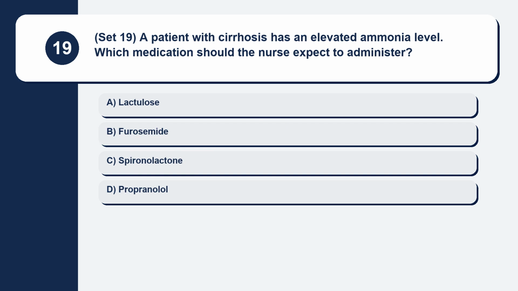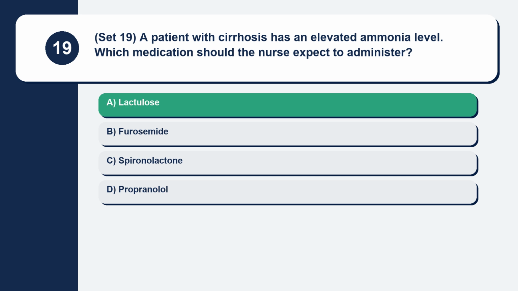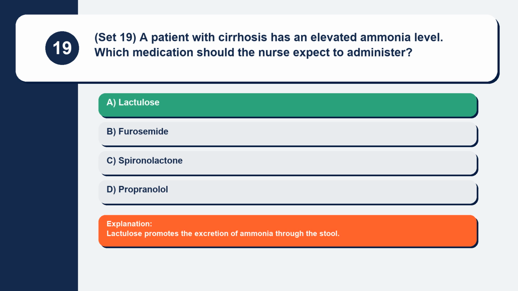Question 19, Set 19. A patient with cirrhosis has an elevated ammonia level. Which medication should the nurse expect to administer? Lactulose, furosemide, spironolactone, propranolol. Lactulose promotes the excretion of ammonia through the stool.